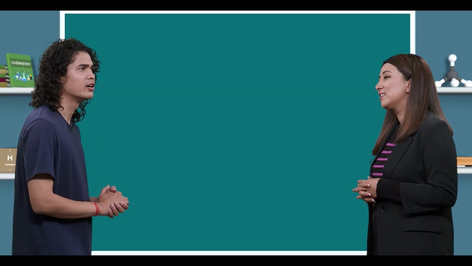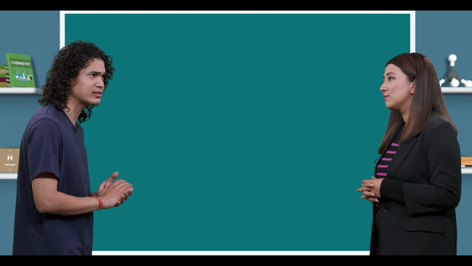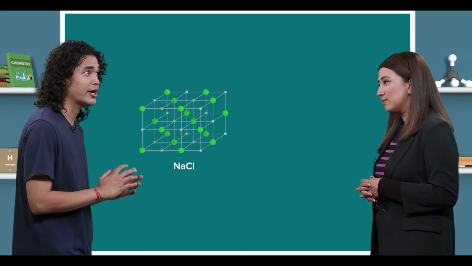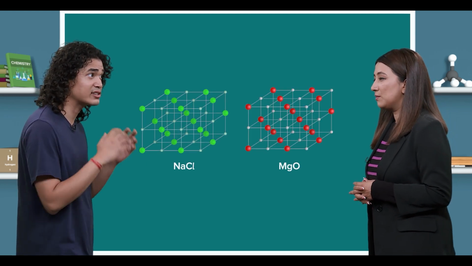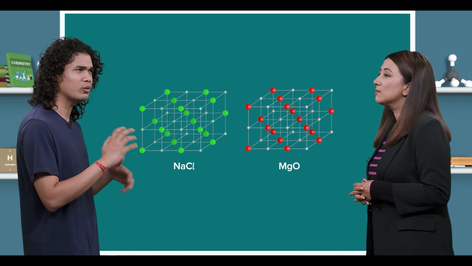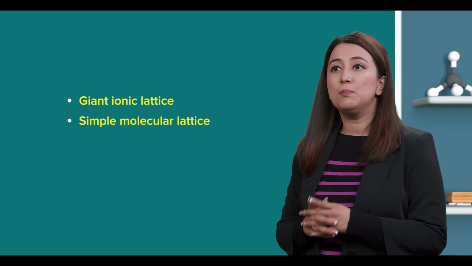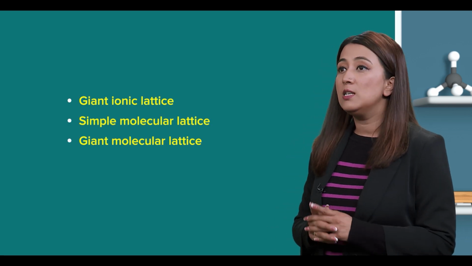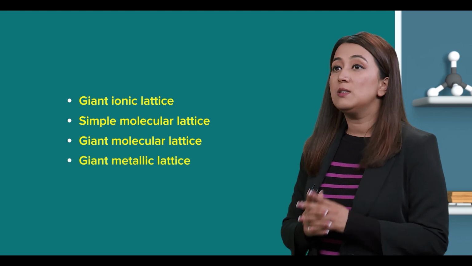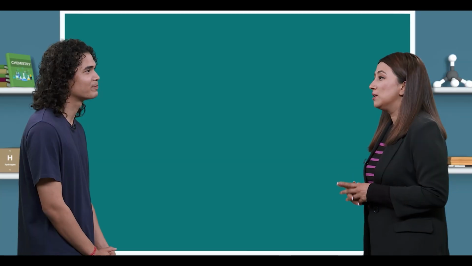Exactly. So, teacher, in earlier lessons, we've learned that sodium chloride and magnesium oxide exist as a giant ionic lattice. What sort of other lattices are we going to discuss today? Well, the AS and A-level exams will test your knowledge for the giant ionic lattice, simple molecular lattice, giant molecular lattice, and giant metallic lattice. Ooh, that's a lot of structures we need to know. Let's begin. Sure. Let's start with ionic crystals.